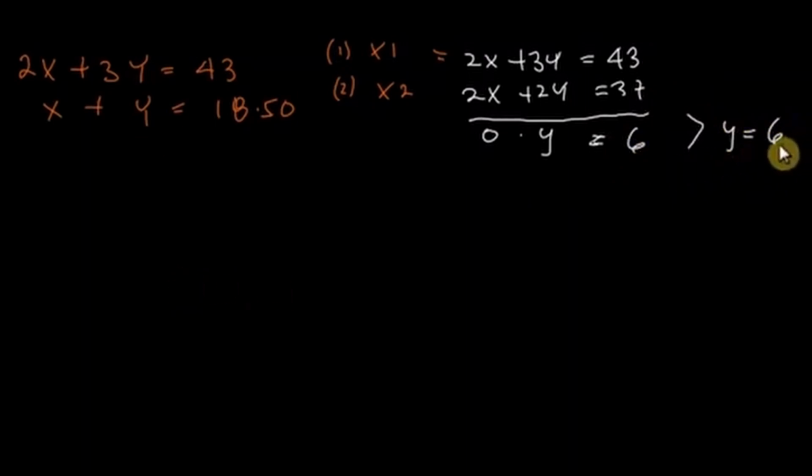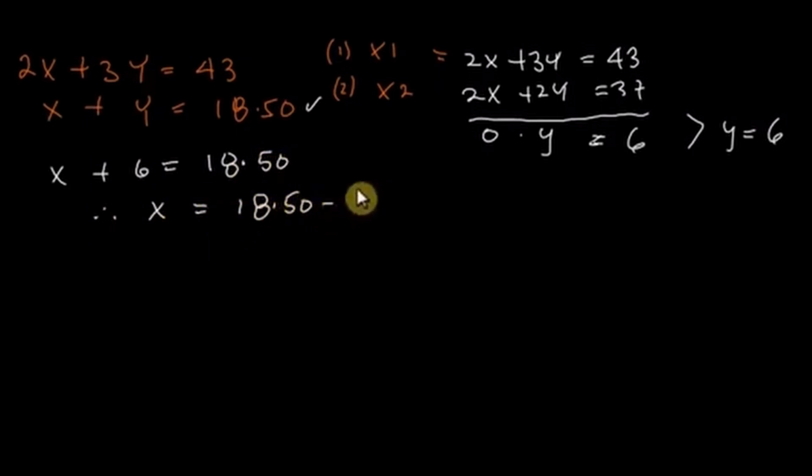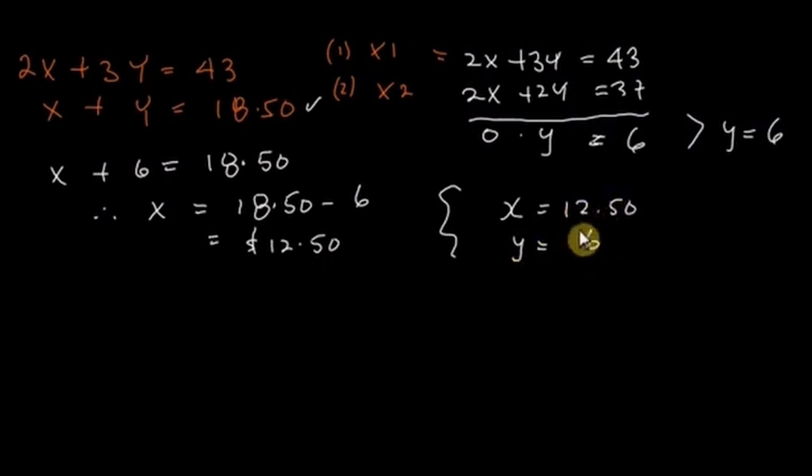So we can now substitute the value of y into any equation. Let's substitute it into this equation. We have x plus 6 then will be equal to $18.50. Therefore, x is equal to $18.50 minus 6, which is equal to $12.50. So what we have then is x is equal to $12.50 and y is equal to $6.